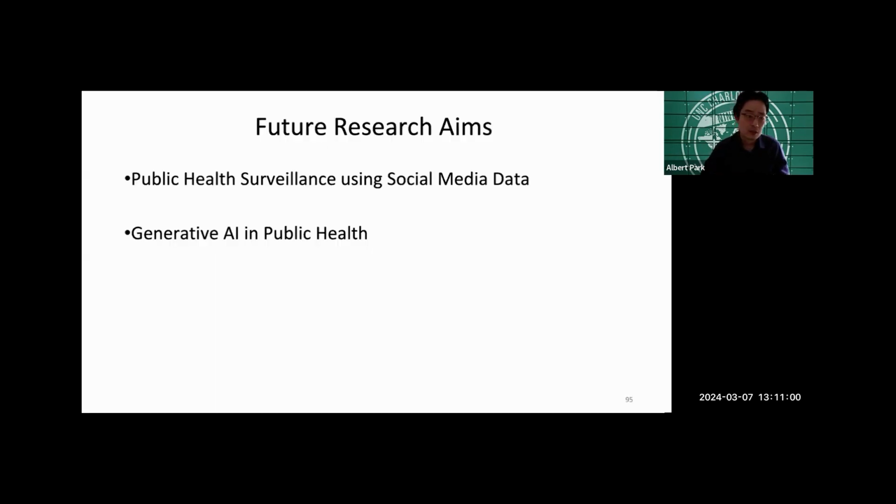Here we just looked at some of my previous research, and I'm going to briefly introduce a few of my current ongoing works and future aims. Currently I'm using social media data to do more public health surveillance and to see how we can extract more information from it. And since most of my work focuses on communication, I'm trying to use generative AI to improve public health practices.